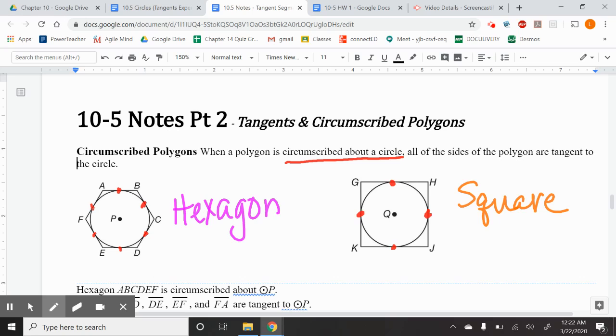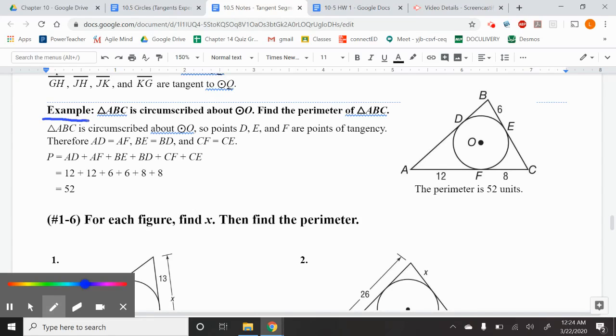In the hexagon, this point to A is congruent to that. I know it doesn't look it the way I drew it, but it's true. And this piece is congruent to this piece, and this piece is congruent to this piece, and so on. This piece is congruent to that piece. You can go all the way around the circle, and you have congruence going all the way around.